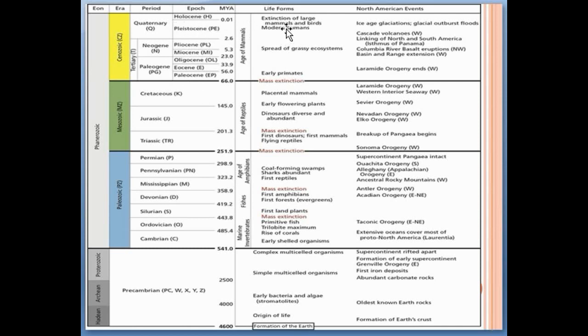See how organisms and life forms developed from the Precambrian to the Holocene, as given here, and these are the events. What events actually happened in this period of time? See here. For example, in the Pleistocene, the ice age and glaciation begin, and glacial outbursts and floods occur.